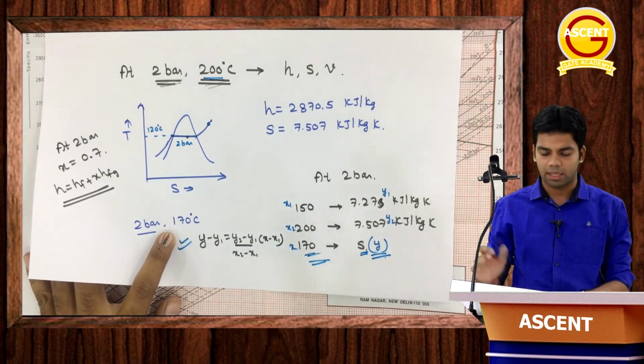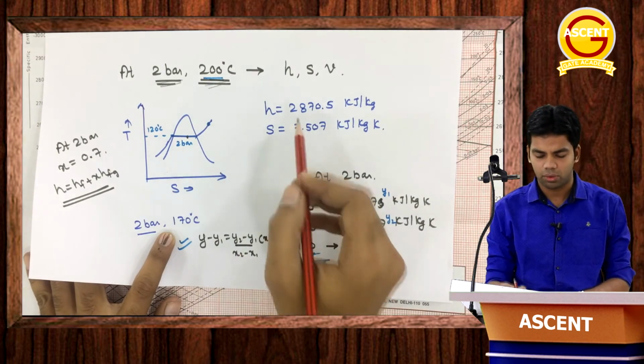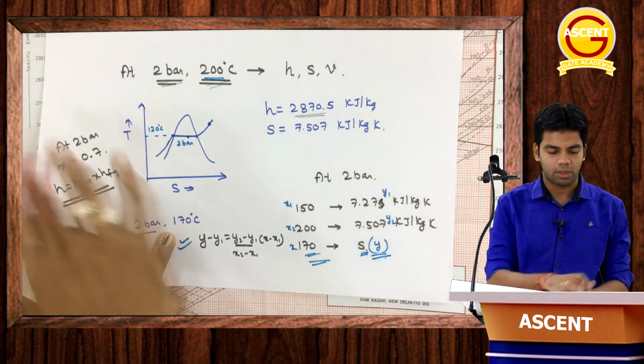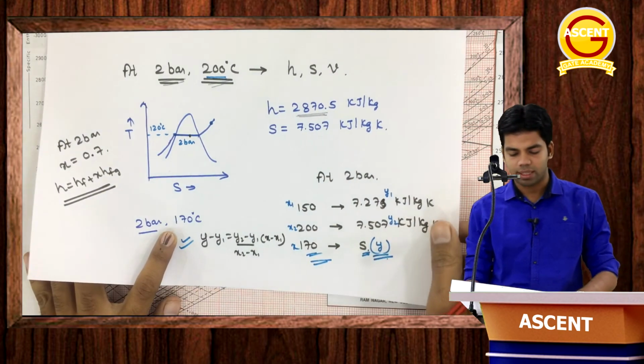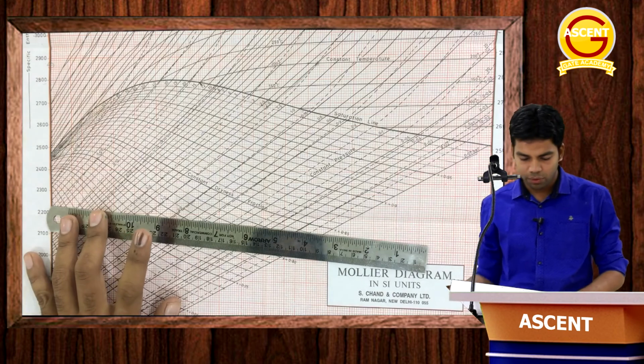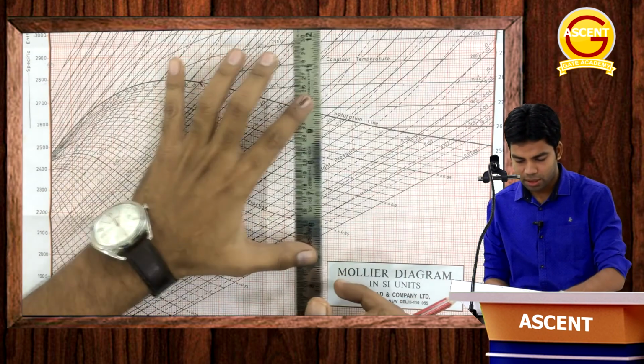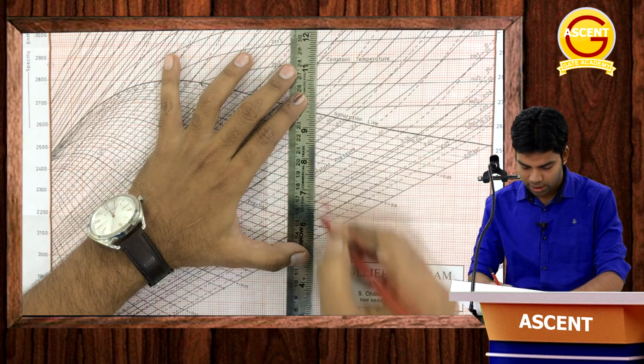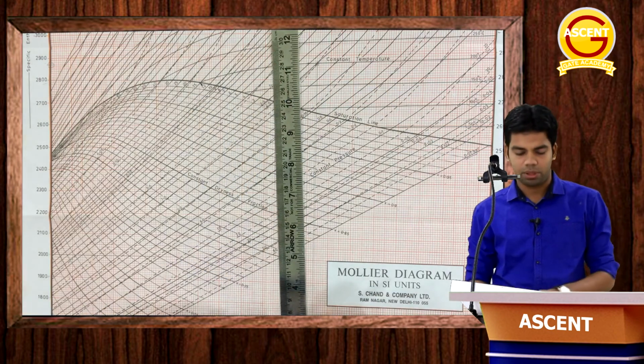The time it takes in the steam table, it does not take that much time here. Simply you can determine it directly. So here you can see 2870.5, and here also we got the same value, 2870 kilojoule per kg. Similarly, if you want to determine the specific entropy at this particular point, you can project it on the x axis and determine the specific entropy, and so on.